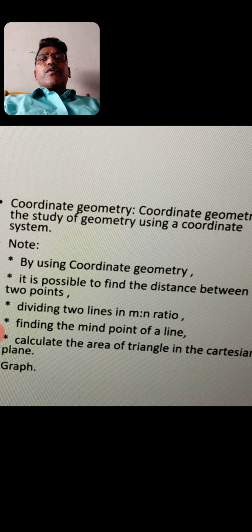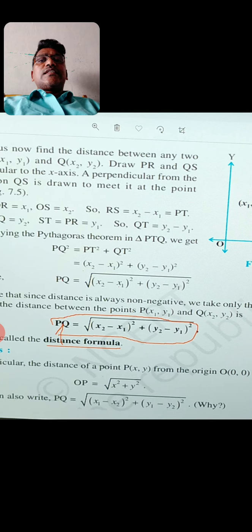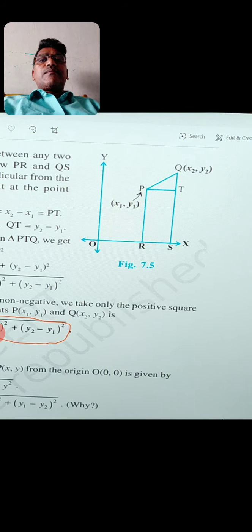Okay. So now I am going to derive the formula for the distance between 2 points. See here, clearly observe that. I will take 2 points in the graph and through the graph I will find the formula. Let us now find the distance between any points P and Q. I am taking point P as x1 comma y1 and point Q as x2 comma y2. You see in the graph P x1 y1, Q x2 y2, and the graph is also clearly given.